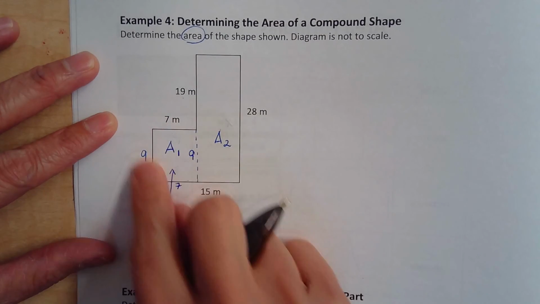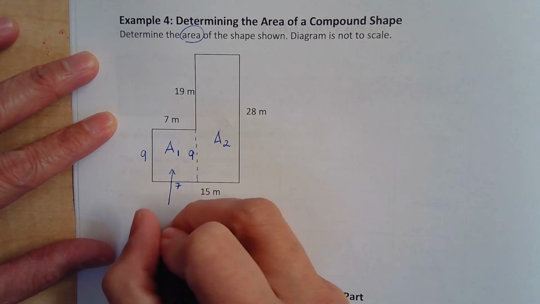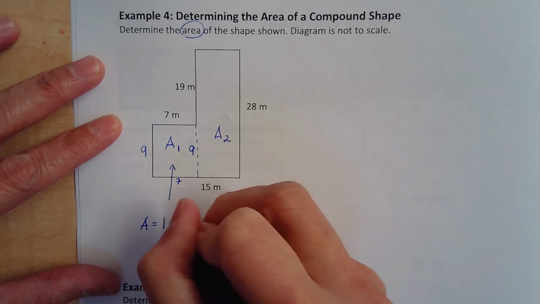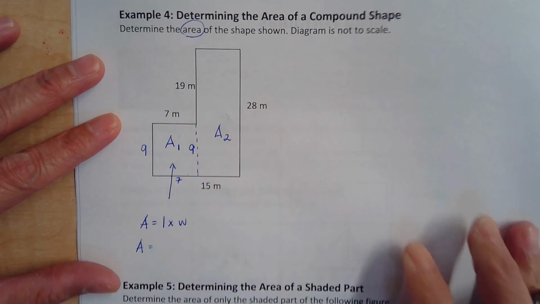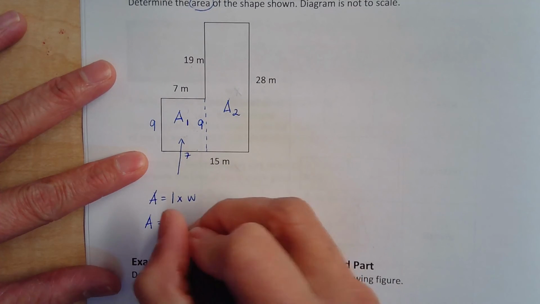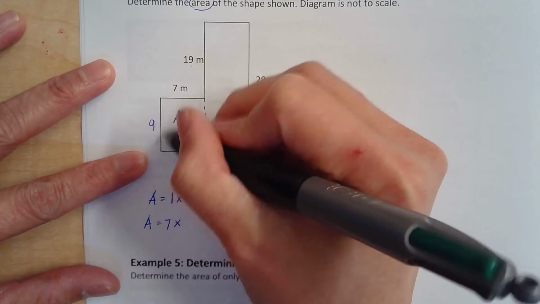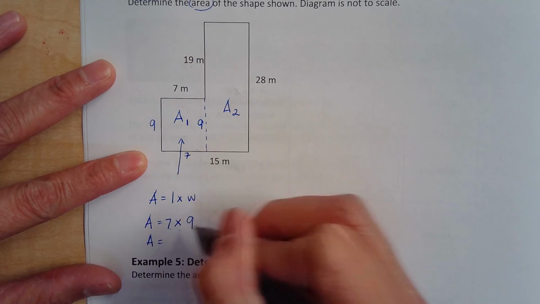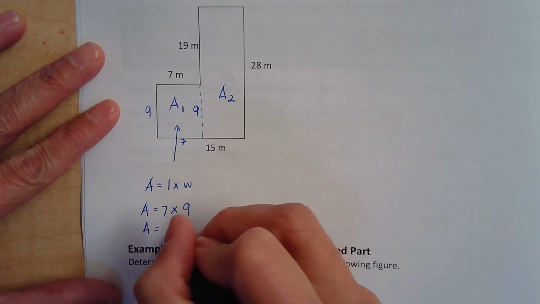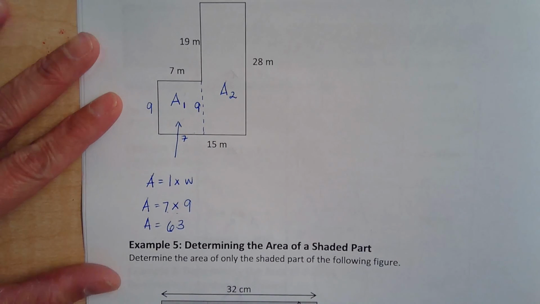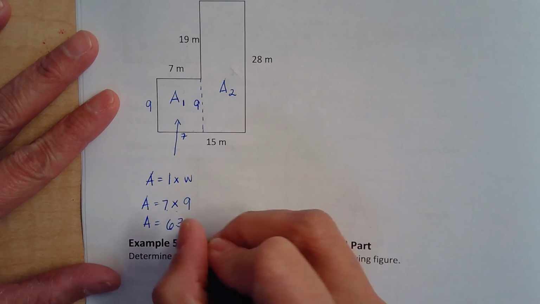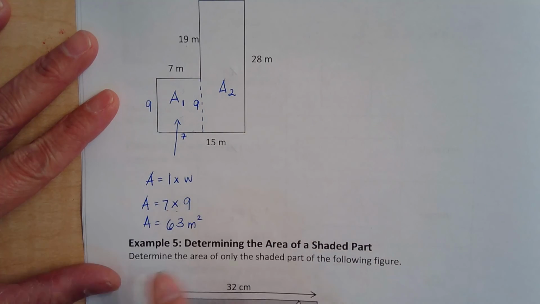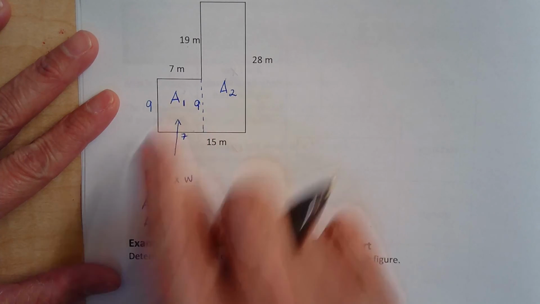Okay? So now we want to figure out the area of these. Area is equal to length times width. Length is 7, width is 9. So 7 times 9 is 63. 63 what? Meters squared, square meters. So the area of this is 63 square meters.